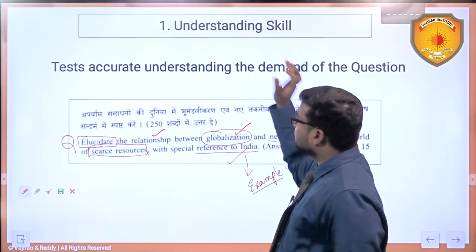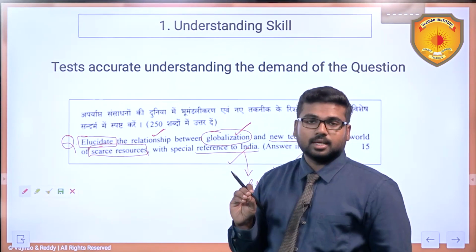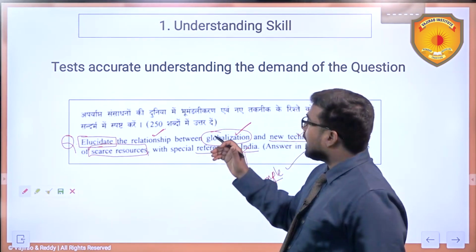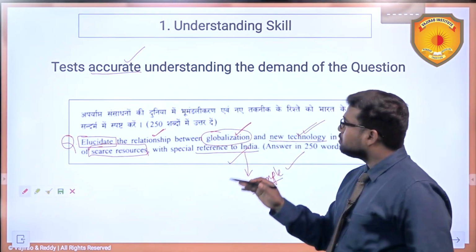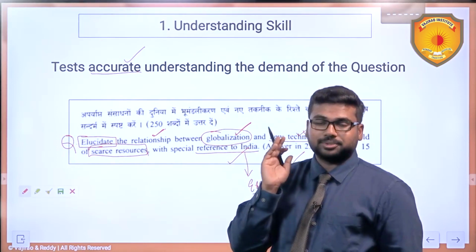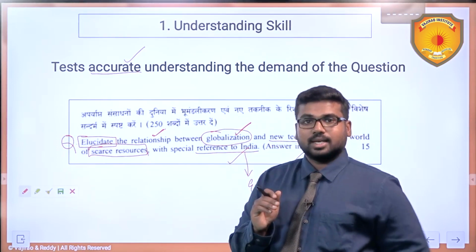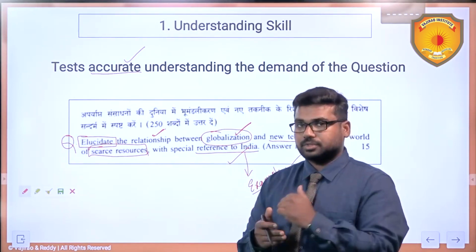Understanding the demand of the question shows whether you have accurately comprehended what is being asked in the question, and whether you wrote according to the demand. This will be tested. Later I will say how to understand this question towards the end of this session.